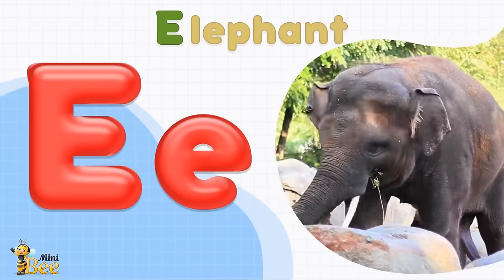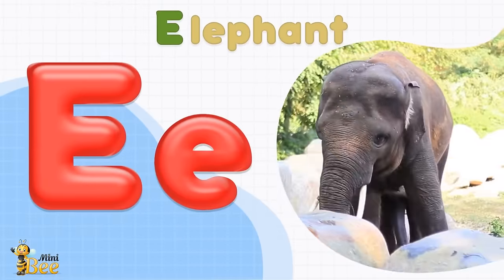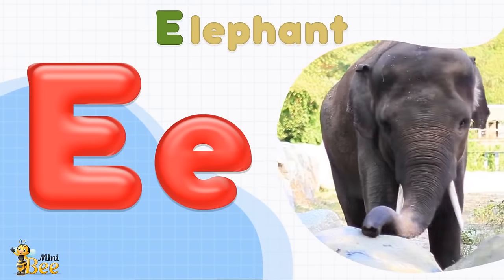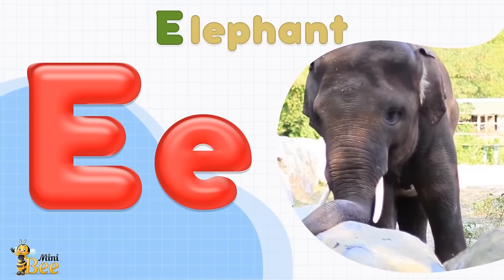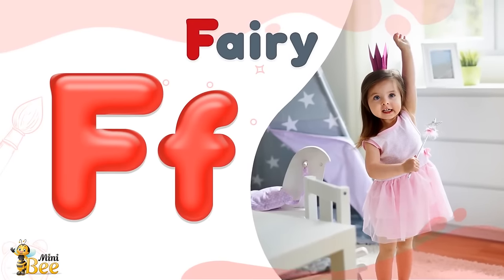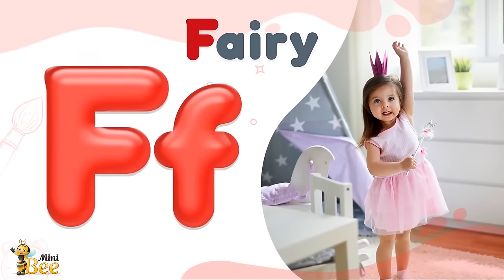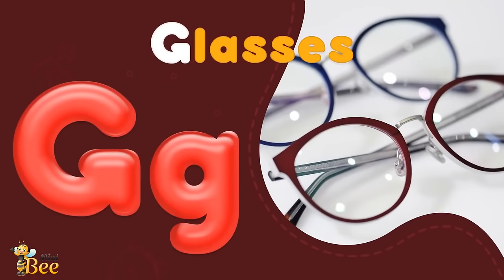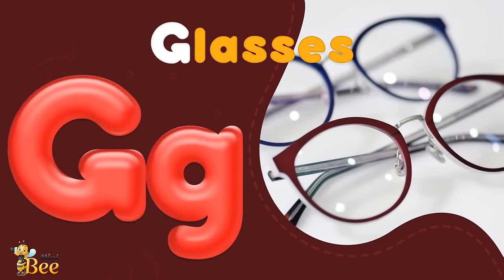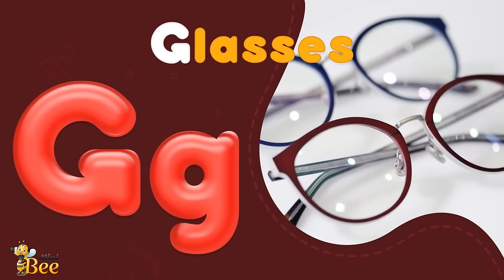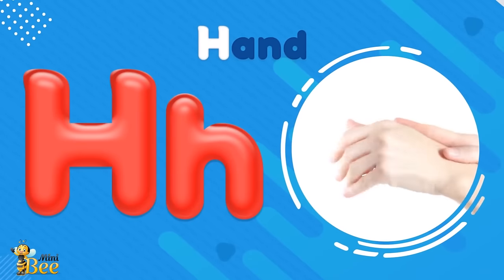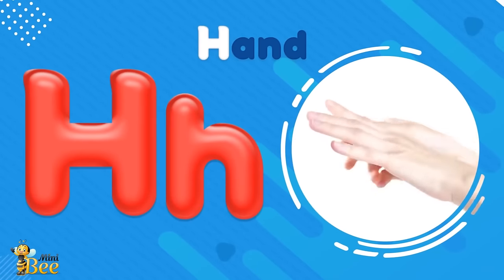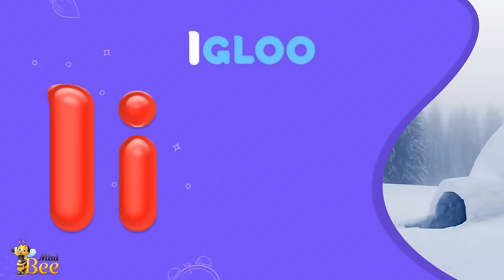E is for elephant, elephant, elephant. F is for fairy, fairy, fairy. F, fairy. G is for glasses, glasses, glasses. G, glasses. H is for hand, hand, hand. H, hand. I is for igloo.